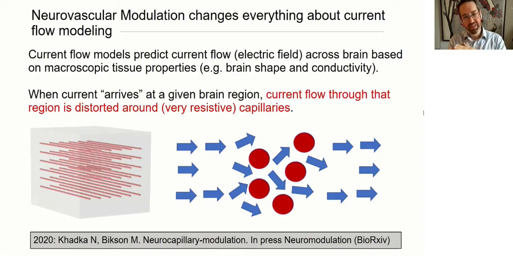But then the other piece of it is, well, could the stimulation be stimulating the blood vessels themselves, right? Why are we assuming that they're not activated? Could some of this current, instead of flowing around the blood vessels, flow through them, in and out? And if it does that, what will that mean as far as vascular response?